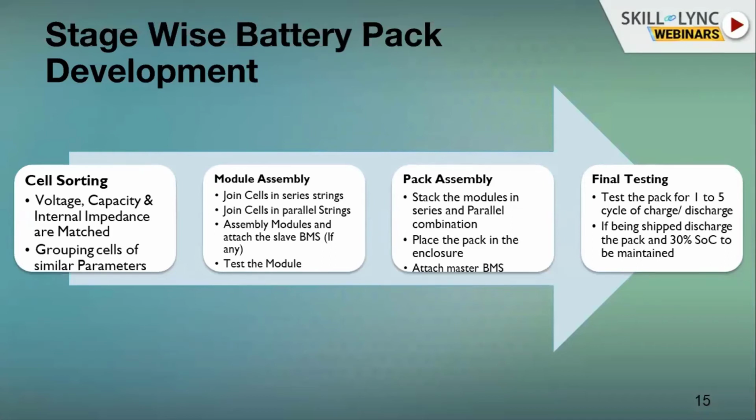That's the advantage. So this is the first step. Usually this is the first step in making any of the module or the pack. This is the most important part to do. So that is cell sorting. Cell sorting is usually done on IR, and depending on that, the cells are grouped. And then once these cells are sorted in a certain group, they are connected in series and parallel to get the module.